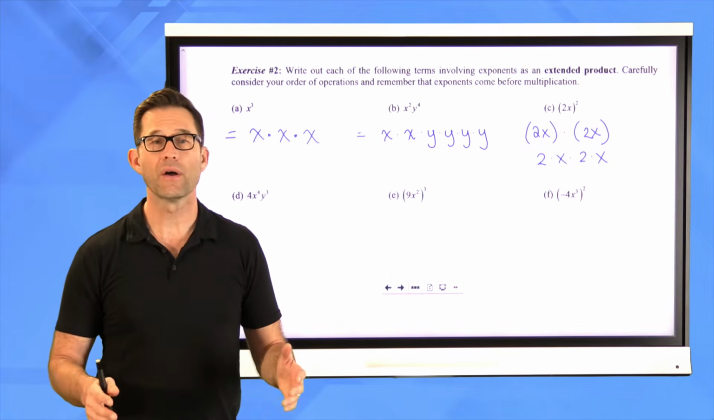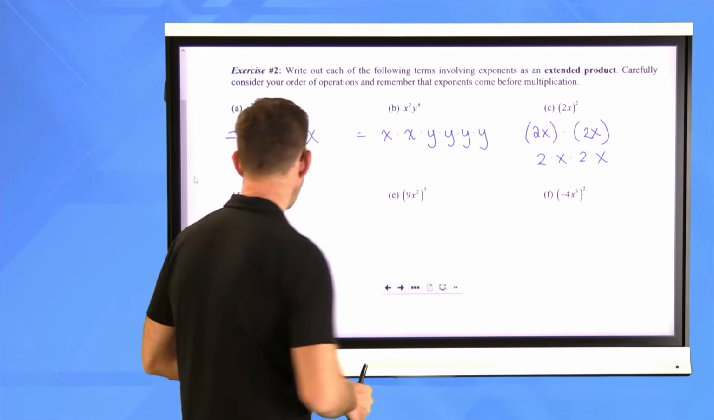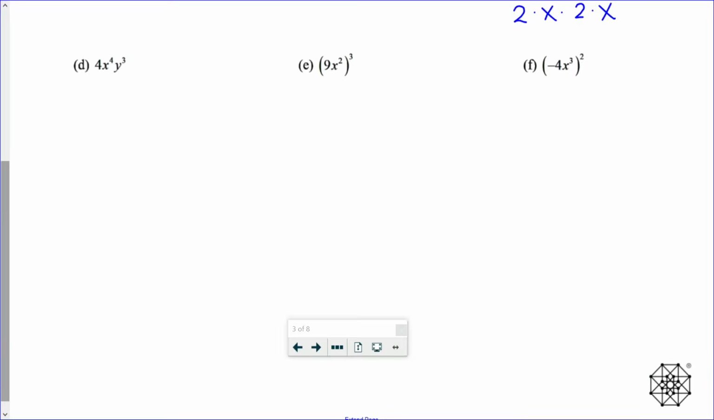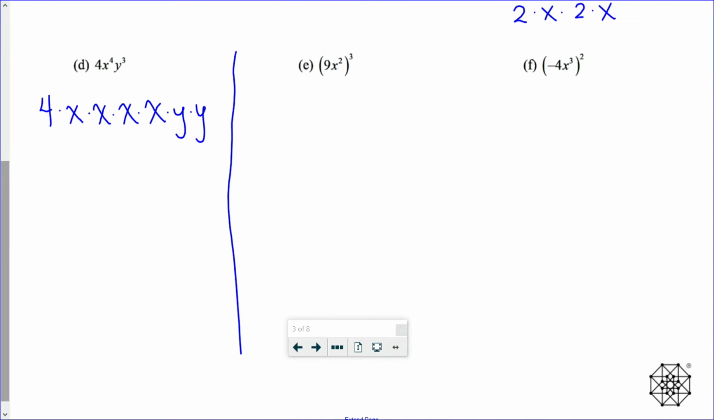All right, let's launch into all 3 of them at once. Let's go to the board. Letter D, 4x to the fourth times y to the third, or y cubed. Now that 4 is not being raised to any exponent other than 1. So it's certainly not being raised to the 4th power, or it would be in parentheses. So 4 times x to the 4th is just that, then times y times y times y. That's it. Lengthy, but that's it.